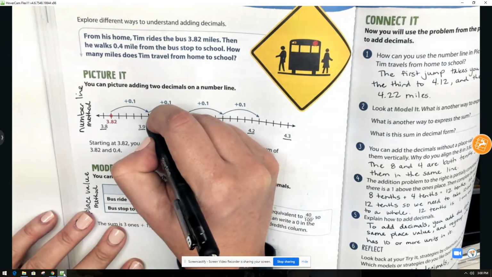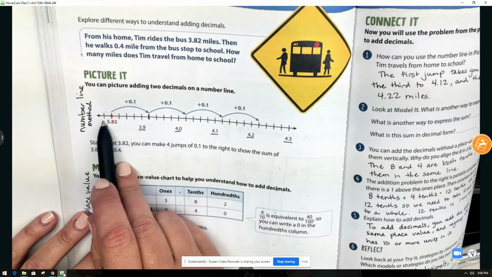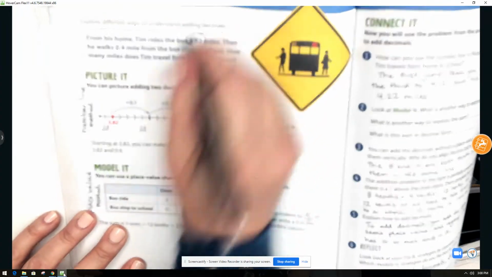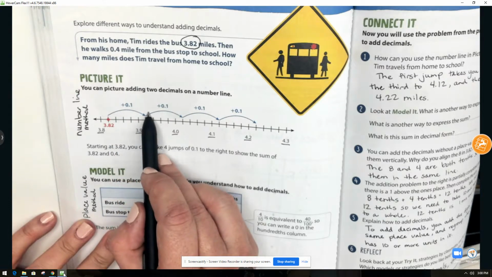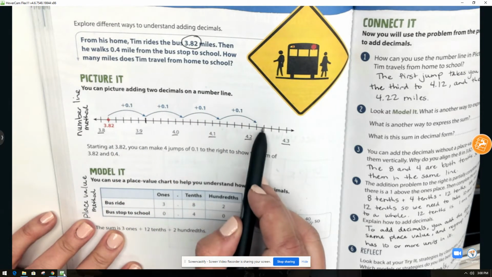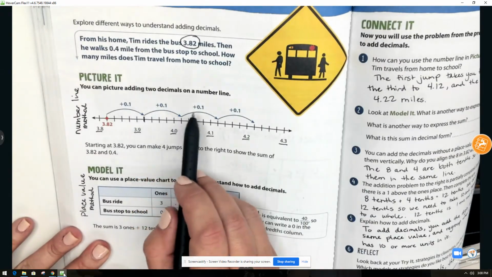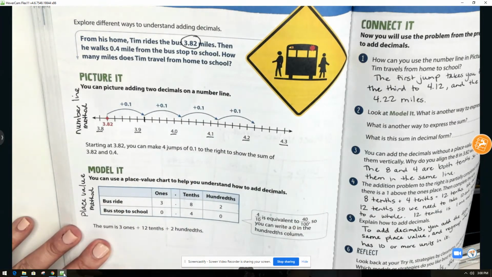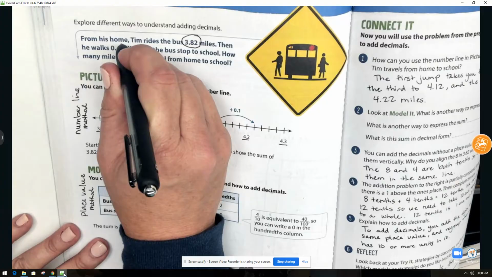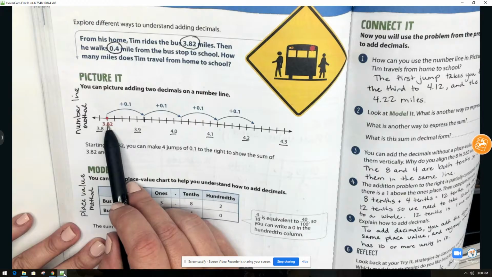So this spot here, we're starting at 3 and 82 hundredths because we have 3 and 82 hundredths here. Now look at this. We make 4 jumps. 1, 2, 3, 4 jumps. And each of those jumps is a jump of 1/10. So why do you think we make 4 jumps of 1/10? That's right, because he walks 4/10 of a mile from the bus to school.